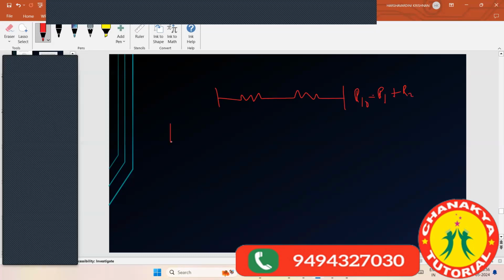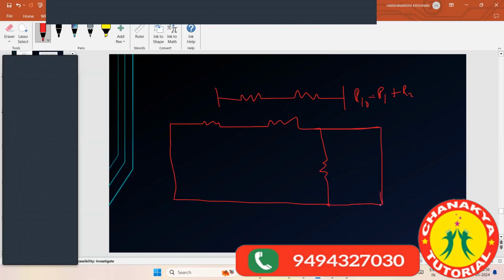So how can I change? Basically I can change like this: R1, R2, making it R3. But it should not be like this, it is still series, no? Yes, ma'am, still it is series. I am changing this series connection to a parallel connection. Now it is parallel.